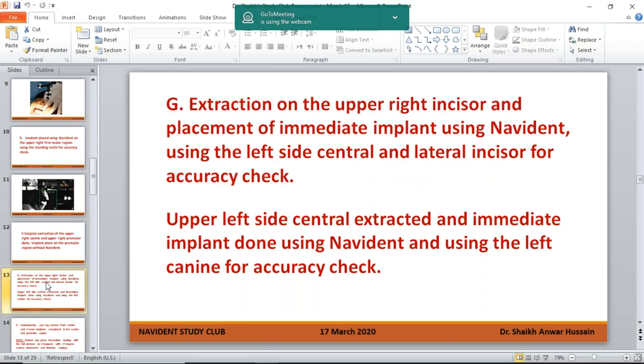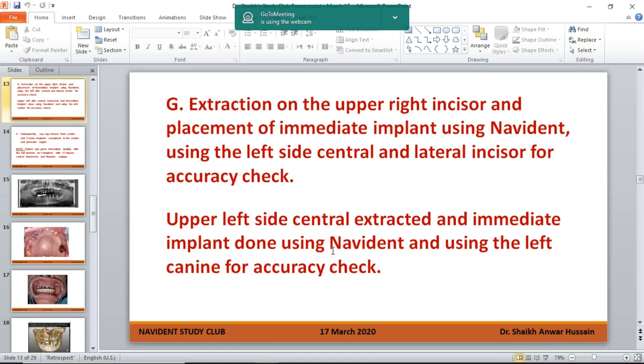Then after that, my plan was to extract the upper right incisor and use the site for the placement of an immediate upper implant, using the left side central and lateral incisor for the accuracy check. Again, I went back and used them because I was extracting one by one and using the remaining teeth for the accuracy check. Then the upper left central incisor was extracted. An immediate implant was done using Navident and using the canine for the accuracy check.